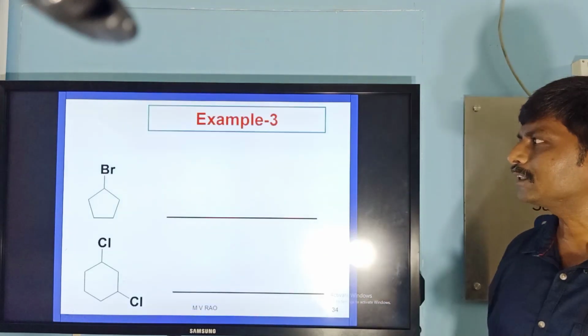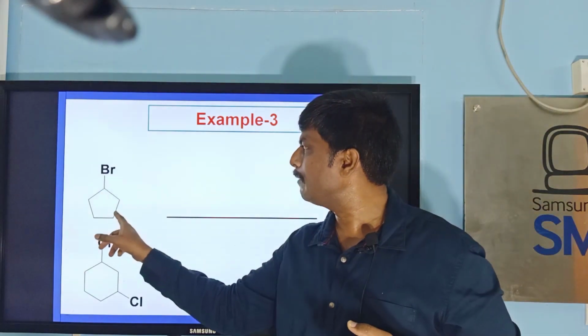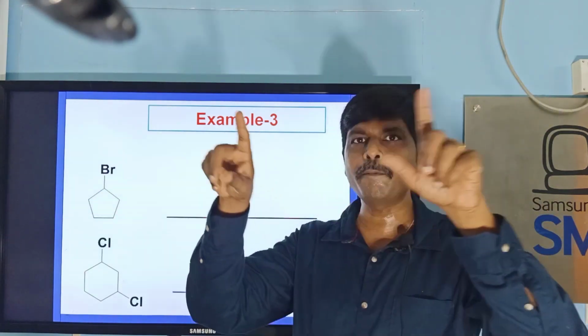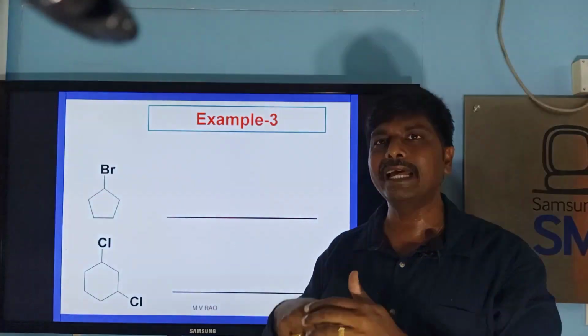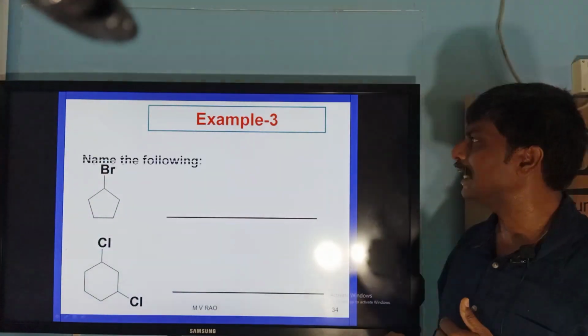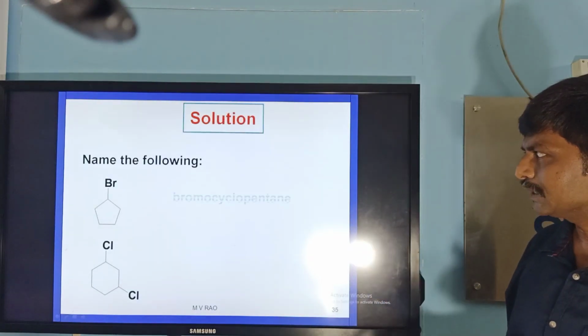You can see the next example. What is the name of this compound? It is not an open chain. 1, 2, 3, 4, 5. Pentane in the form of a ring, cyclopentane, but Br is there. Bromo you have to write as a prefix. So what is the name for this first compound?